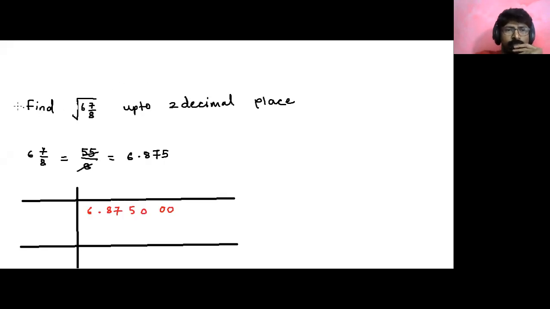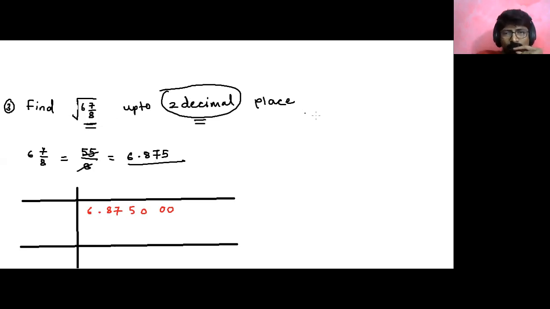Okay, guys, now we are going to the third question. We have to find the square root of 6 whole 7 upon 8 up to 2 decimal places. Now, the important thing here is that we have to find the square root and that too up to 2 decimal places. So, we'll first have to figure this out in decimal. 6 whole 7 upon 8 can be written as 55 upon 8. And now, if we divide this 55 by 8, it will turn out as 6.875. This is the decimal version of the same fraction, nothing else. We just did the division and we got this answer.